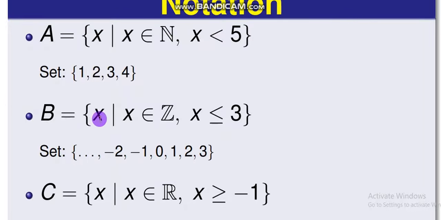The second example: B is a set of X. X is the variable, and then again two conditions are given.